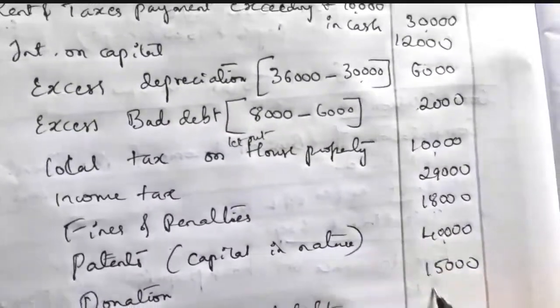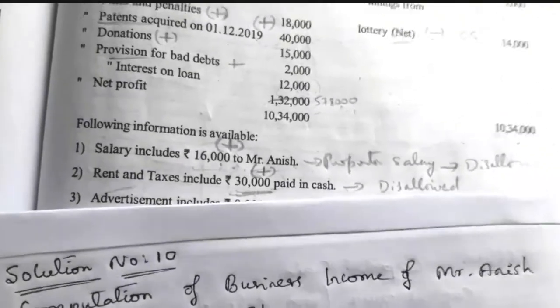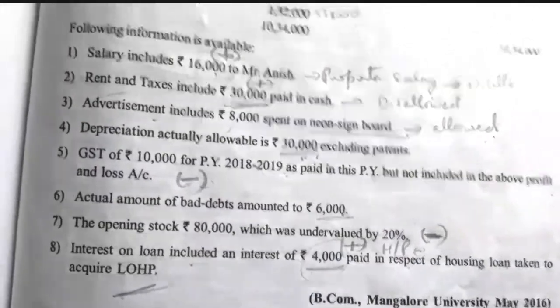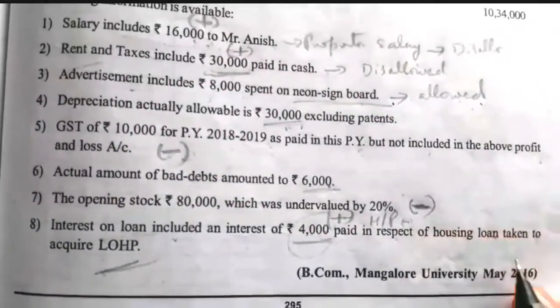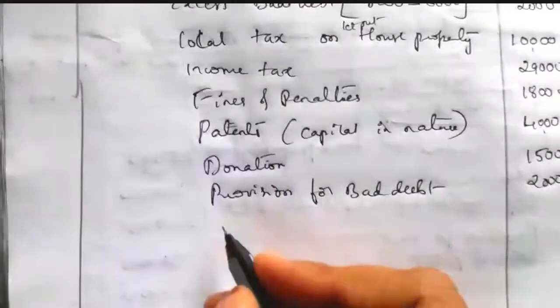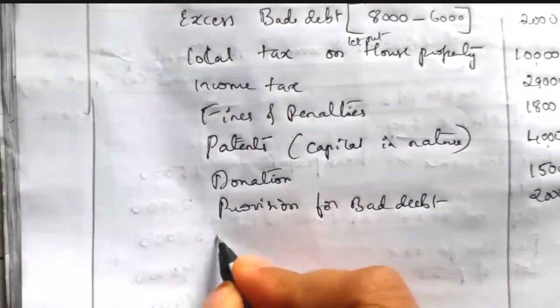So the value is 2000. Next is interest on loan. Relating to interest on loan, there is an adjustment. Interest on loan is included and interest of 4000 is paid in respect of housing loan, which means the 4000 is relating to house property, so the 4000 we have to cancel.